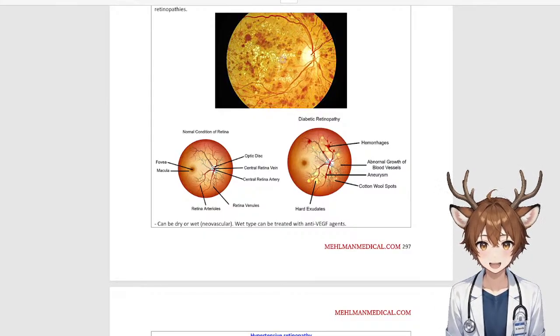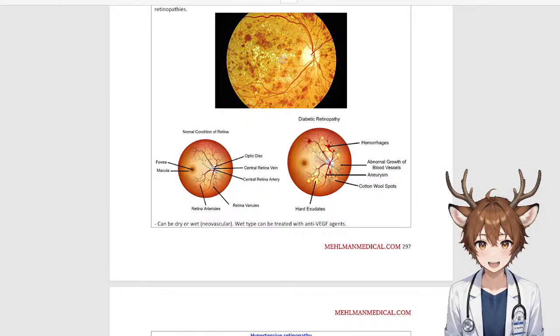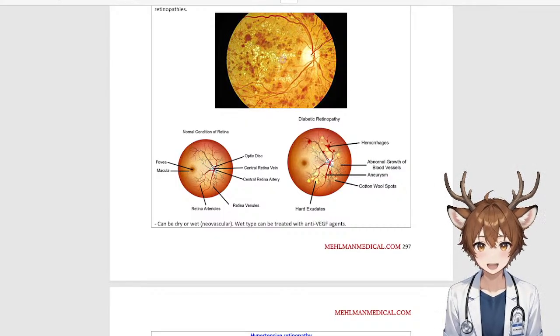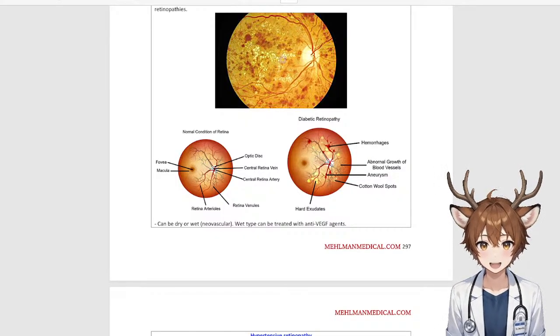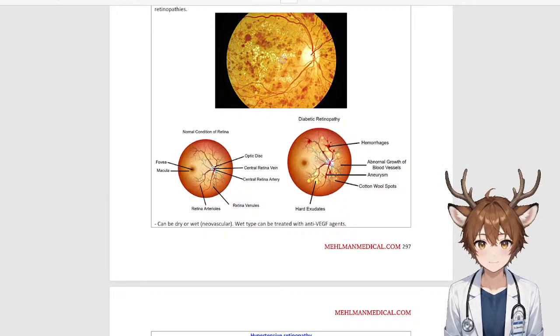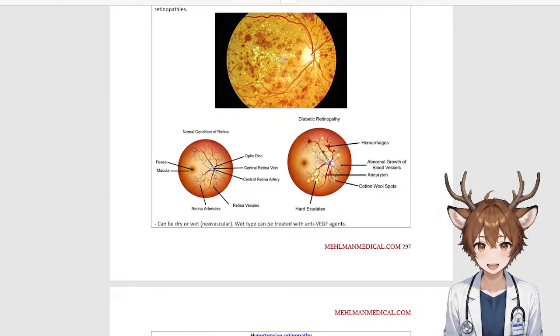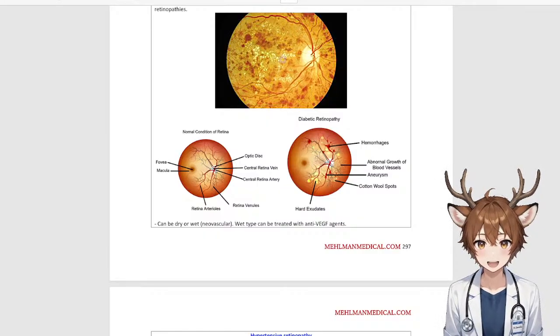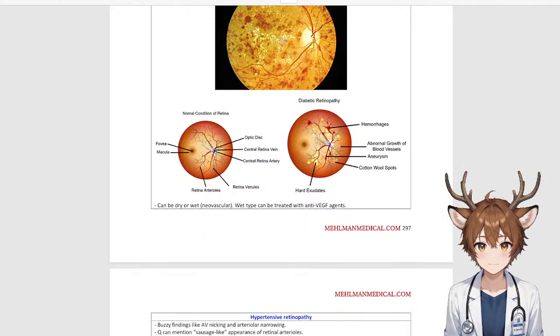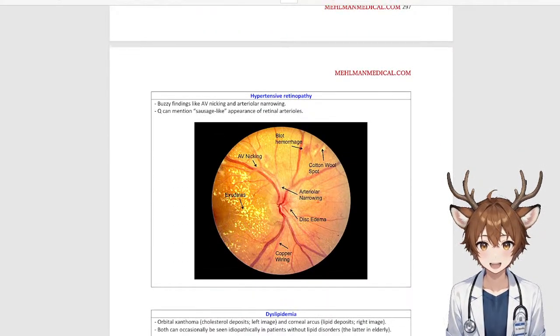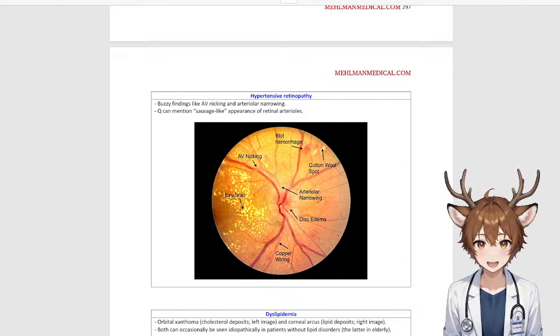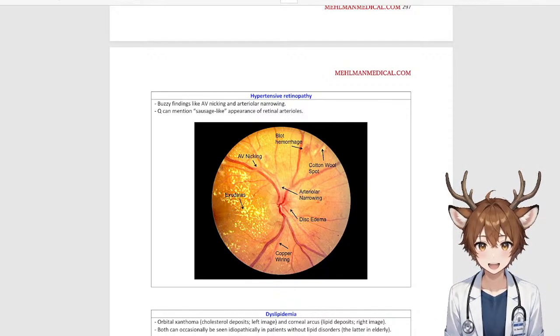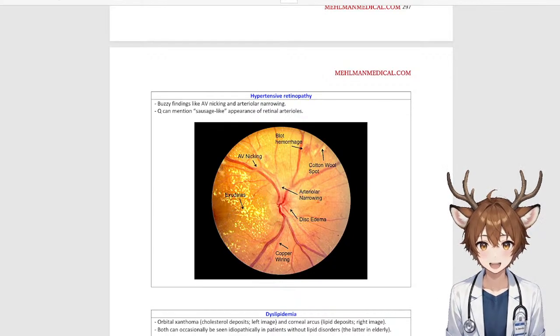Okay. What about diabetic retinopathy? You have hard exudates, cotton wool spots, aneurysm, abnormal growth of blood vessels, and hemorrhages. Also says here for diabetic retinopathy, can be dry or wet, neovascular. Wet type can be treated with anti-VEGF agents. And I don't know how clear they were about that, but VEGF is used for angiogenesis. It helps encourage more blood vessel growth.